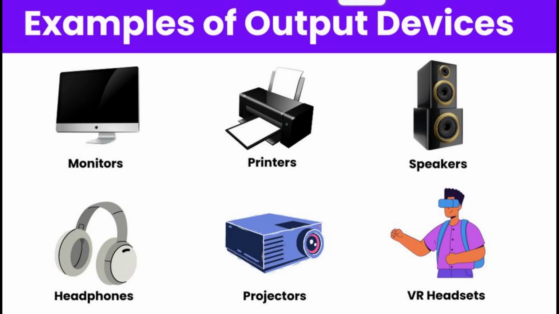Depending on what kind of output we want, we can use different devices like a monitor for pictures, a printer for papers, speakers for sound, and projectors for big displays. These devices make using a computer more fun, useful, and easy to understand for everyone. We have already studied what is an output device and its definition. Now, let us have a look at the output devices of a computer.